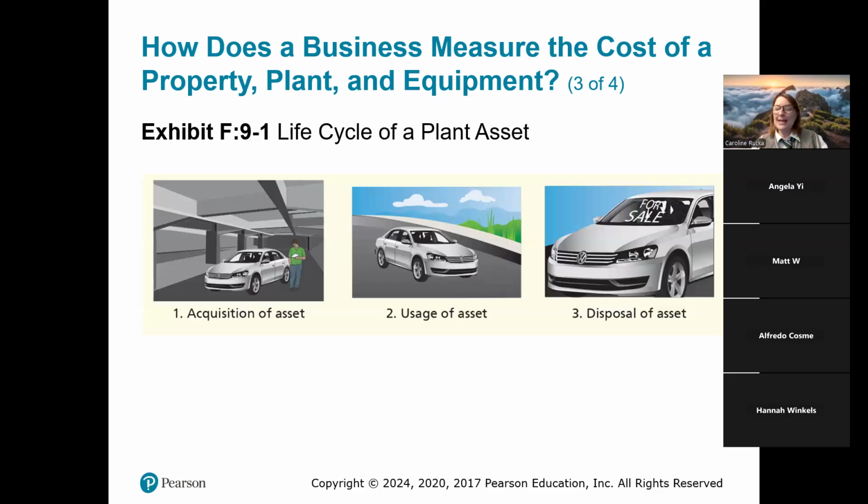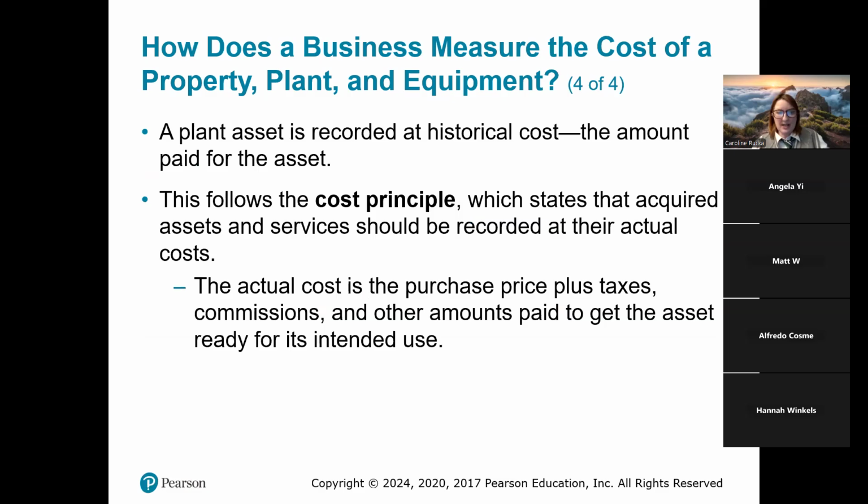Now, maybe we can make some money back by selling it, or maybe it's going to be an additional cost to have somebody cart it away. That's another aspect that we need to be aware of for the accounting of this item.